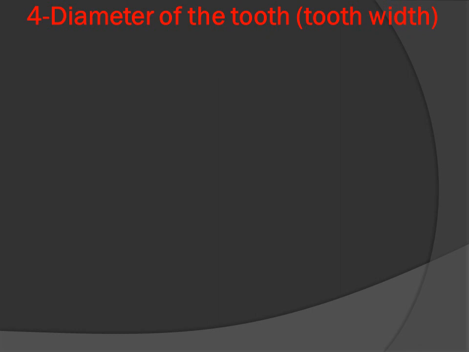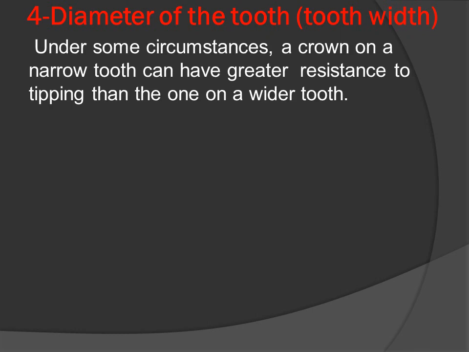The fourth factor that affects the retention and resistance is the diameter of the tooth or tooth width. As you know, as the diameter of the tooth increases, the width of the tooth increases, the retention will increase because the surface area will be increased. But this is not the same for the resistance, because under some circumstances, a crown on a narrower tooth can have greater resistance to chipping than the one on a wider tooth.